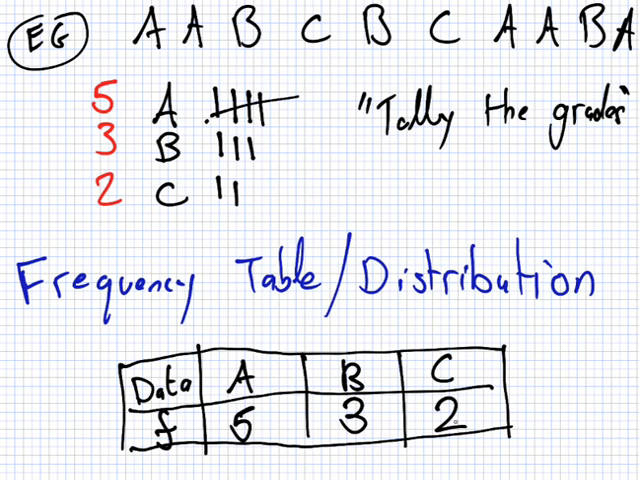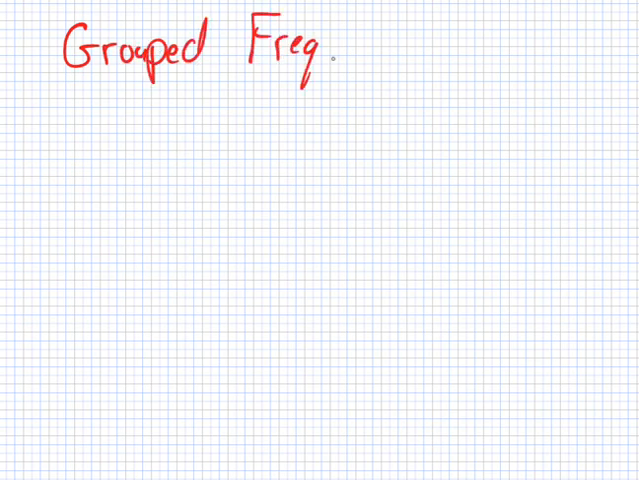Okay, so now we've talked about tally and frequency table, and in both cases we said these are not suitable for continuous data. So we need to have a look at continuous and how we can count continuous data. And we can count continuous data using something called a grouped frequency table or distribution.